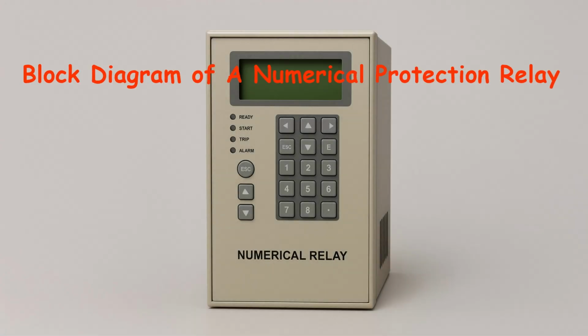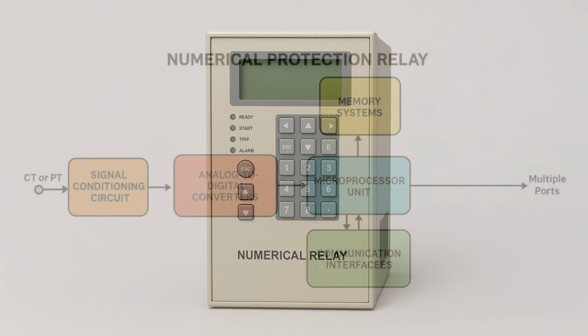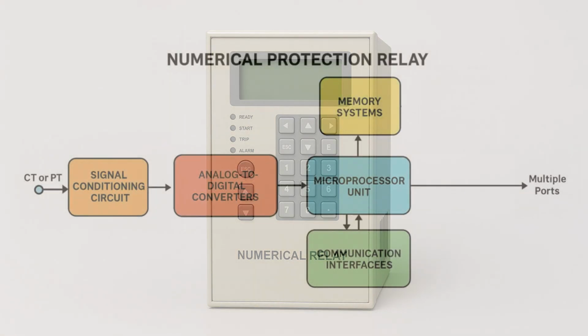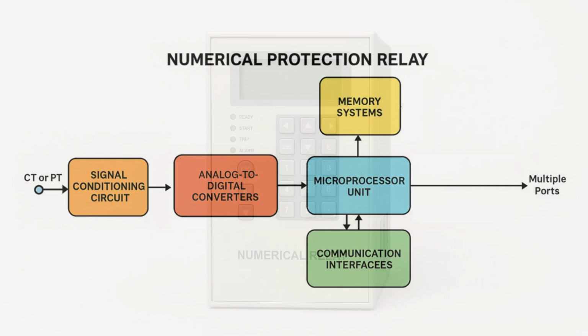Here, we will study the block diagram of a numerical protection relay. This diagram shows how a numerical relay takes the input signals from CT and PT, processes them, and finally sends data or commands through different communication ports. Let us understand each block one by one.